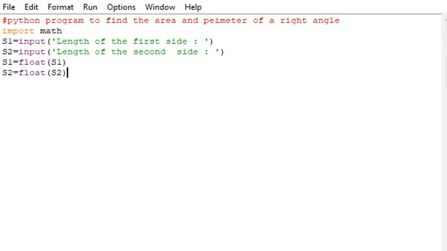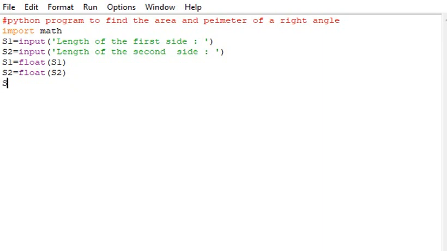So after the conversion to float numbers, the next thing to be done is to find the hypotenuse by using the Pythagoras theorem. So the sum of the squares of the two sides is equal to the square of the hypotenuse. So we are going to use the square root function in the mathematics module that we have imported.